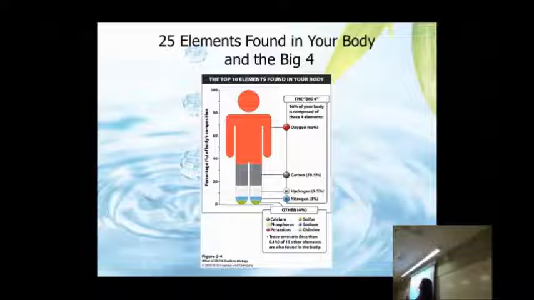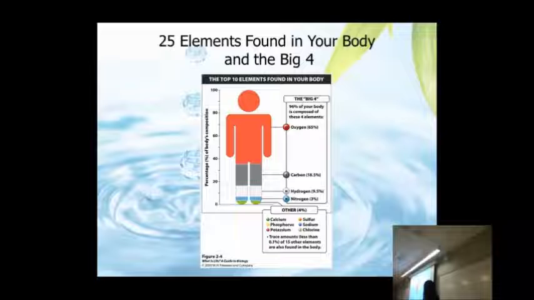The 25 elements that are found in your body, and then the big four. So your body is mostly composed of 4 elements. Those are oxygen, carbon, hydrogen, and nitrogen. And so those make up 96% of your body. And the other 4% is going to be things like calcium, phosphorus, potassium, sulfur, sodium, and chlorine. And then there's just trace amounts of some of the other minerals that are found within your body.